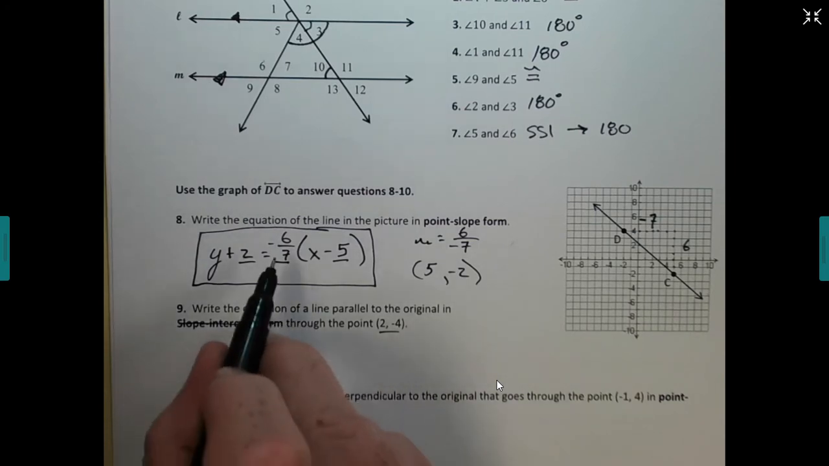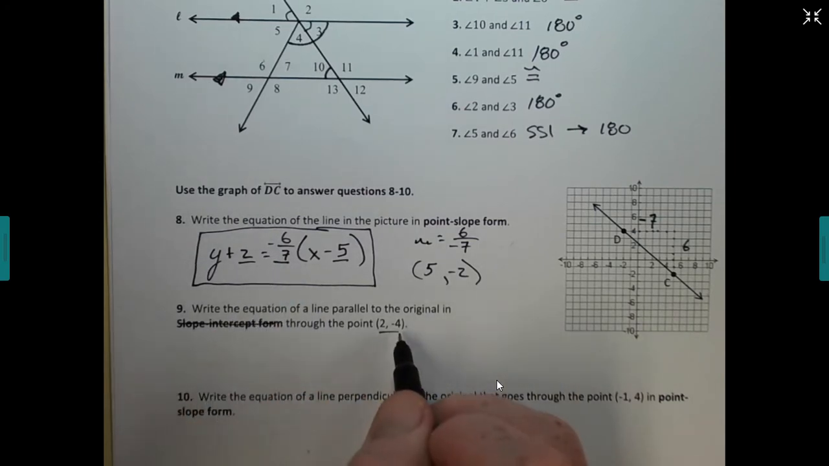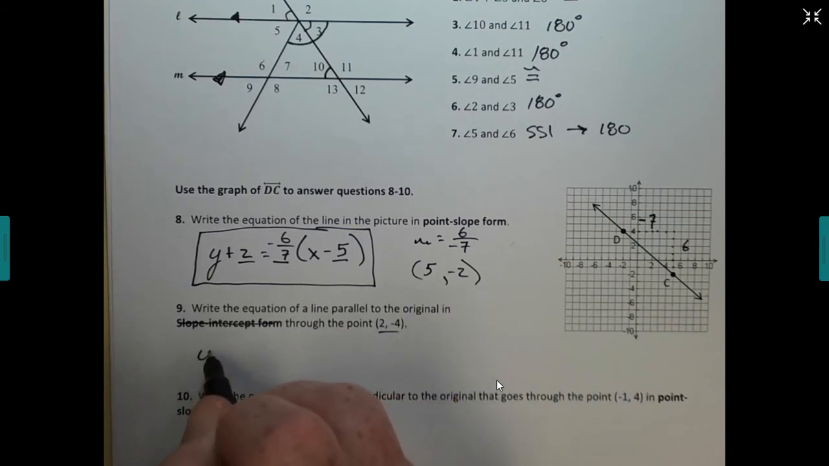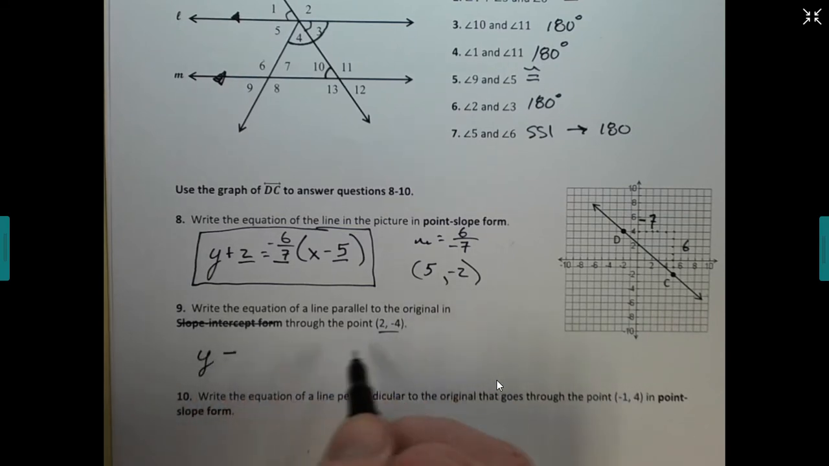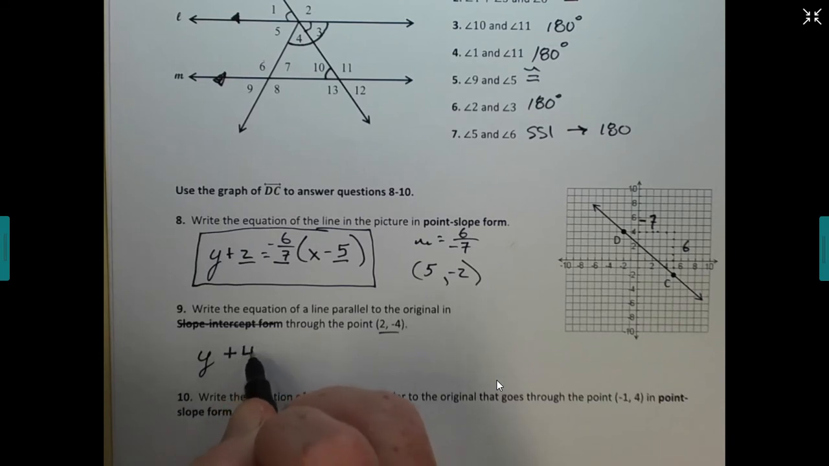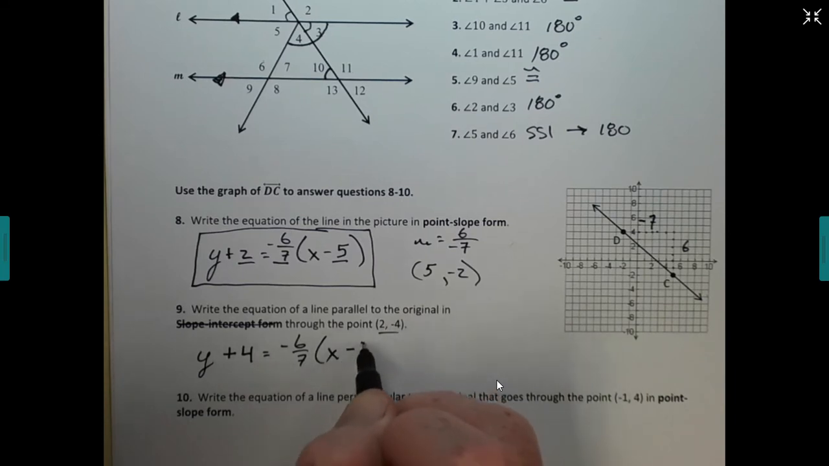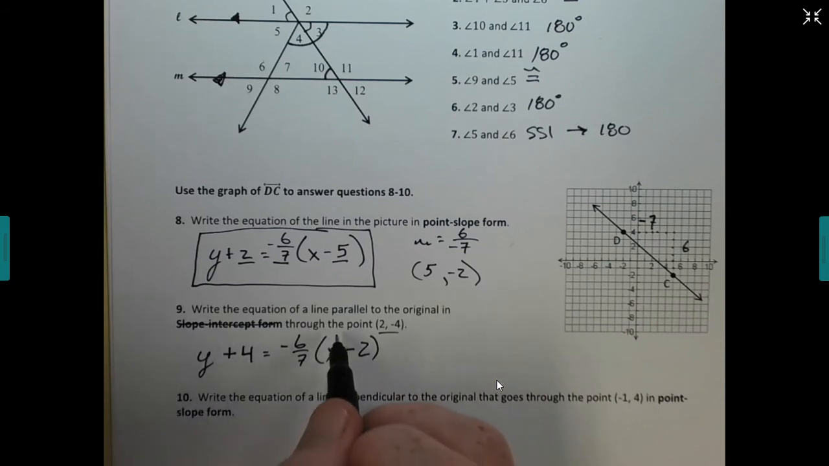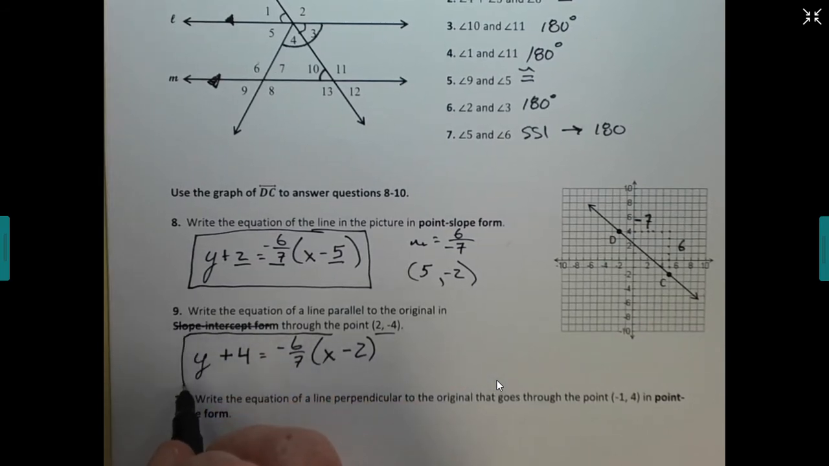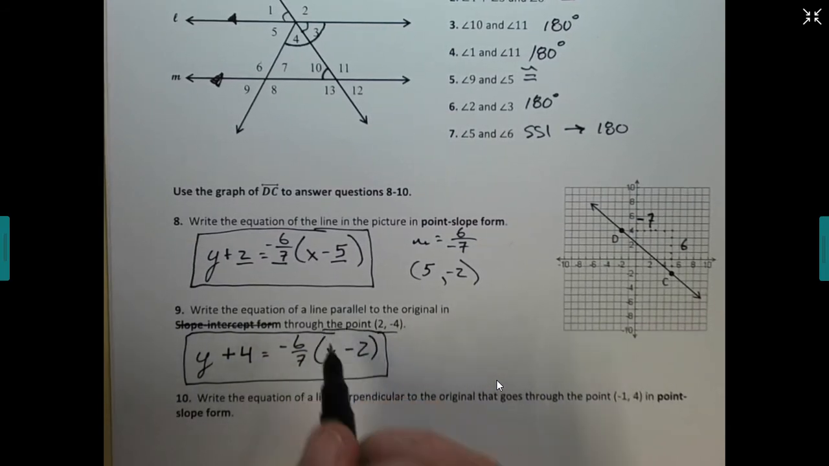So if it's parallel, same slope. I'm just going to use this new point. Y minus a -4 equals the same slope times x minus a +2. Okay, so don't worry about the form. We're just going to stay with point slope because that's easy.